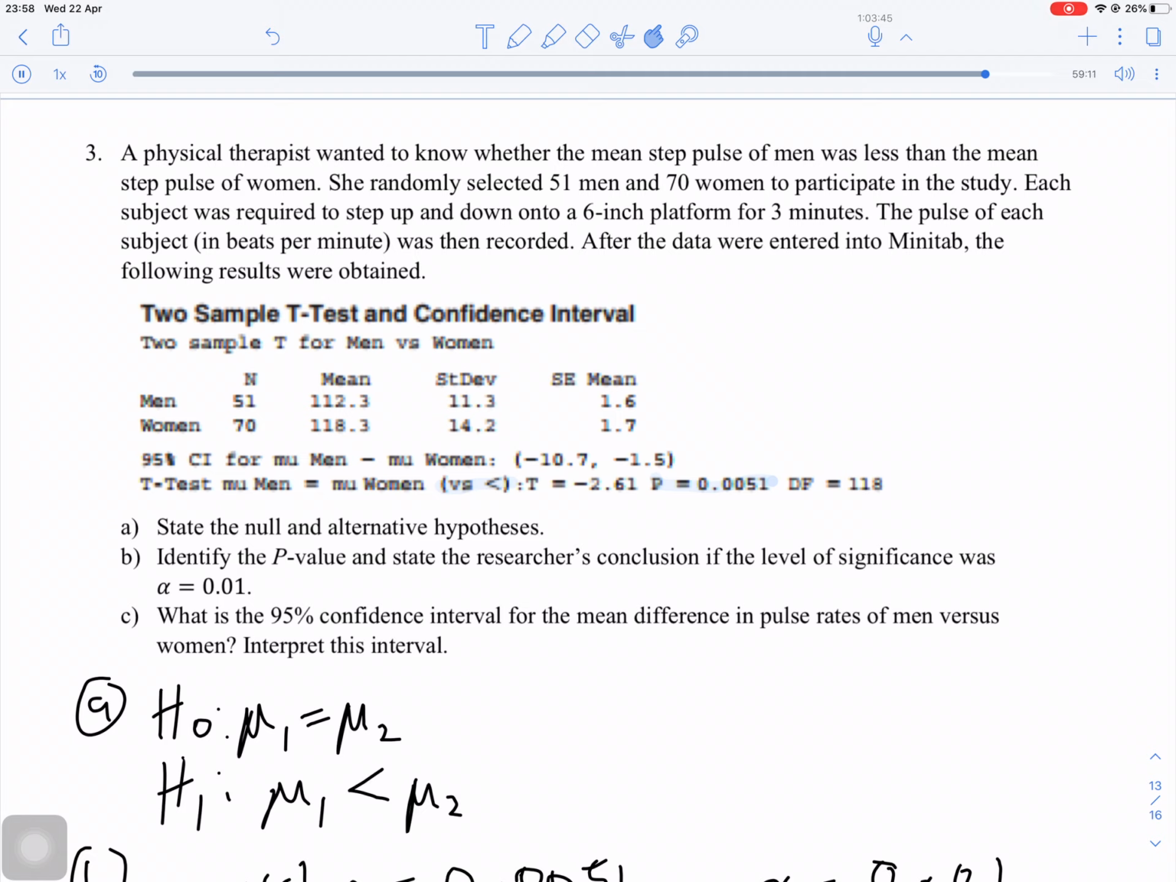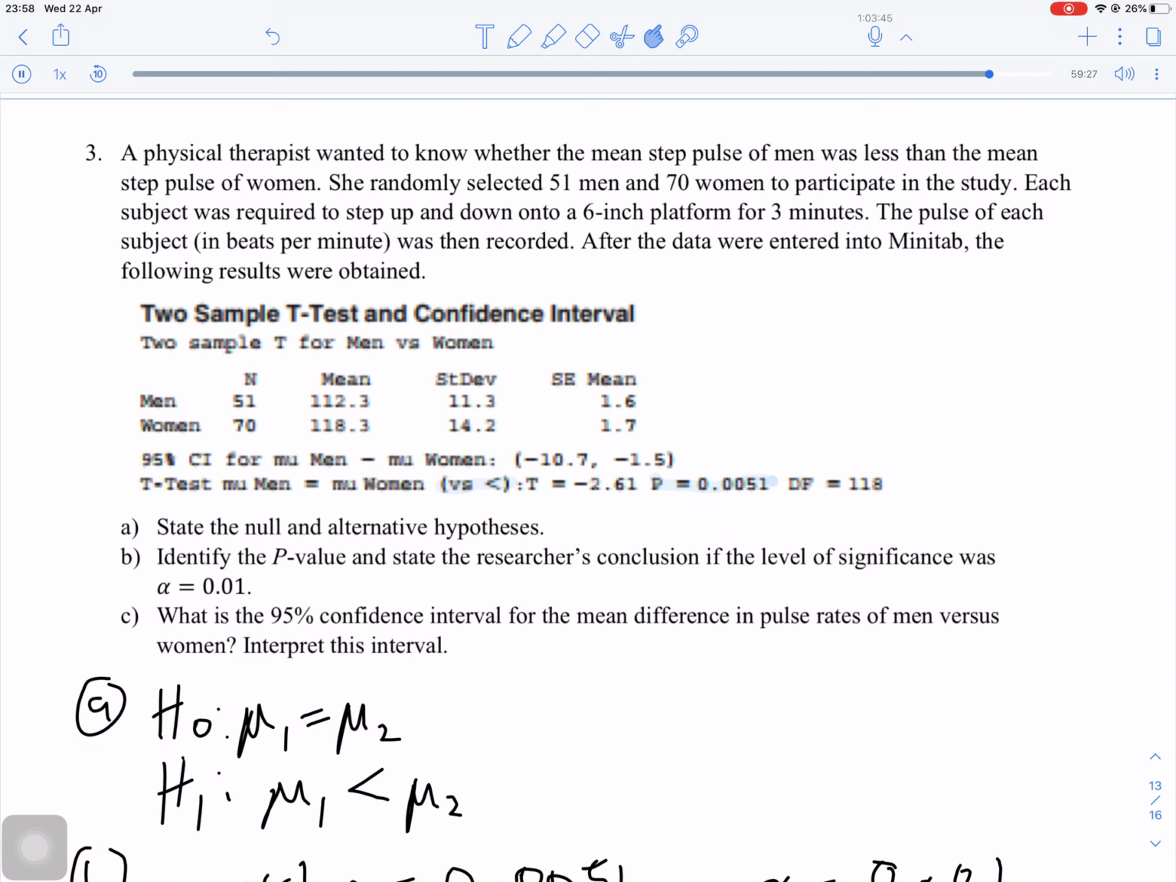So the first question goes, state the null and alternative hypothesis. So can we tell what the alternative hypothesis will be in this case? Remember, the null will always have equal to in there. So H0 is given that mu1 equals mu2.